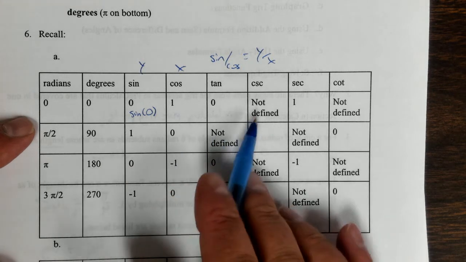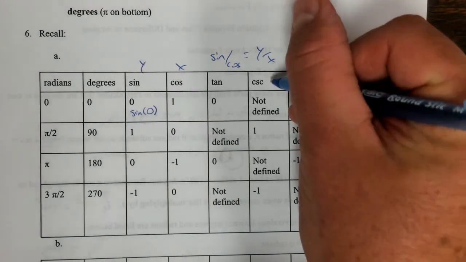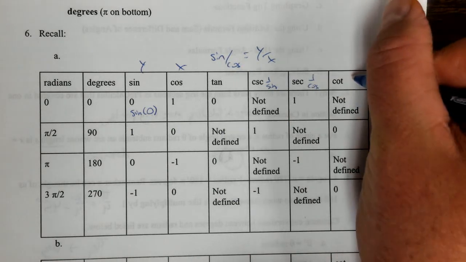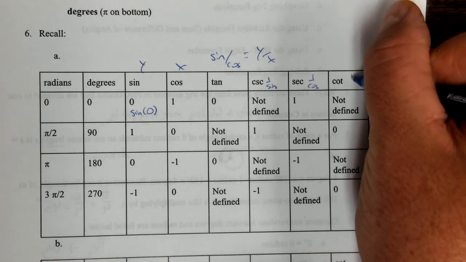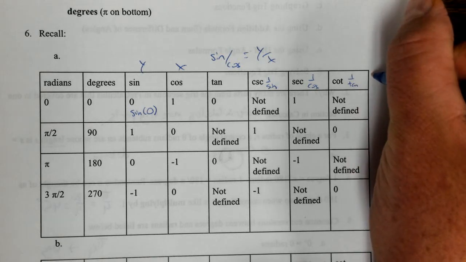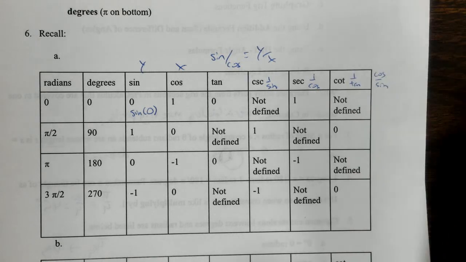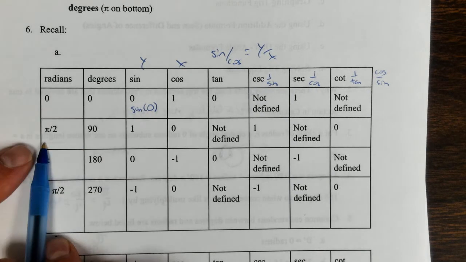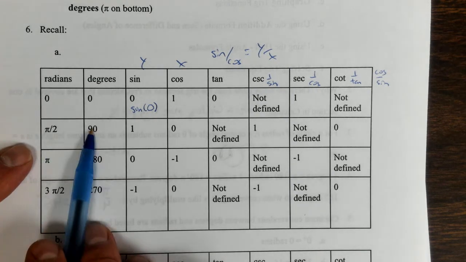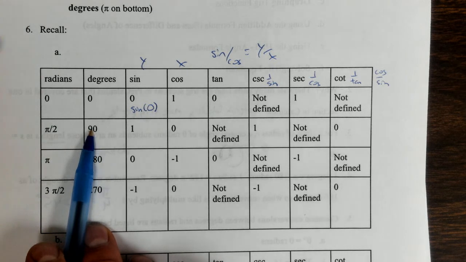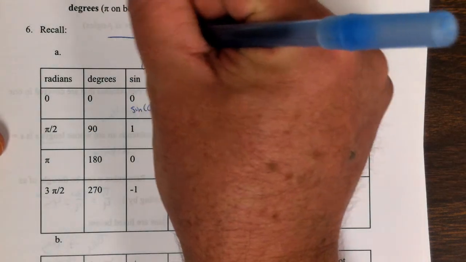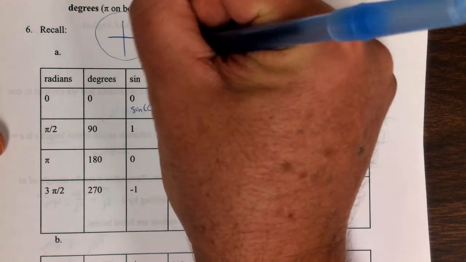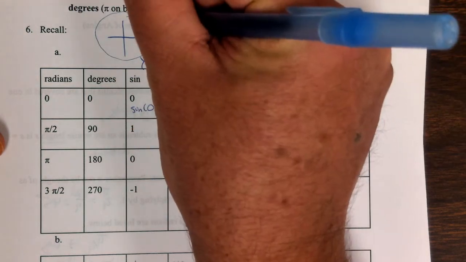And then when you do reciprocals, cosecant is like 1 over sine, secant is like 1 over cosine, cotangent is like 1 over tangent, or you could say cosine over sine. Okay, and then for pi halves, that's equivalent to 90. And so, if you think of the unit circle, 0 degrees is here, and as you work your way around, pi halves is there.